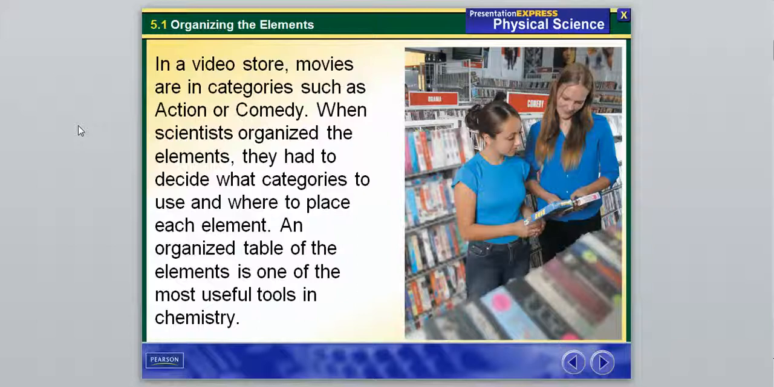So just like we arrange movies in a video store, it'd be pretty hard if we were looking for a comedy and they just had movies scattered all over the place with no rhyme or reason, no actual place. When we put things in order, it really helps us out. And that's not just for the elements and for chemistry, it's for real life in general. So this is no different.